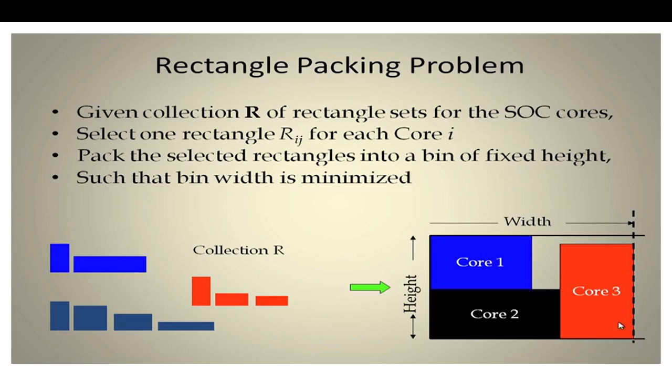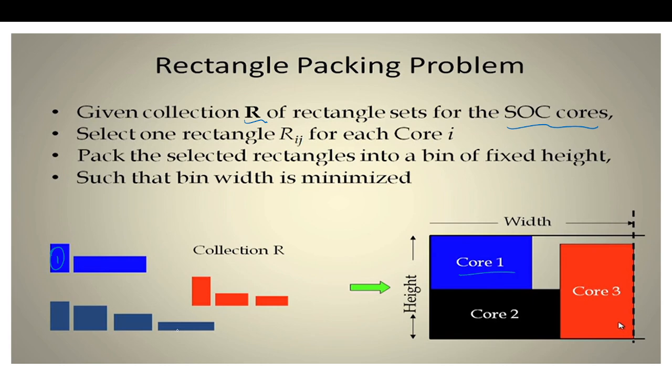So we have converted to the rectangle packing problem. Given the collection of all of the rectangle sets for the SOC course, select one rectangle Rij for each core i. Pack the selected rectangles into a bin of fixed height such that bin width is minimized. Now, for example, in this set, I pick say this one for the core 1.